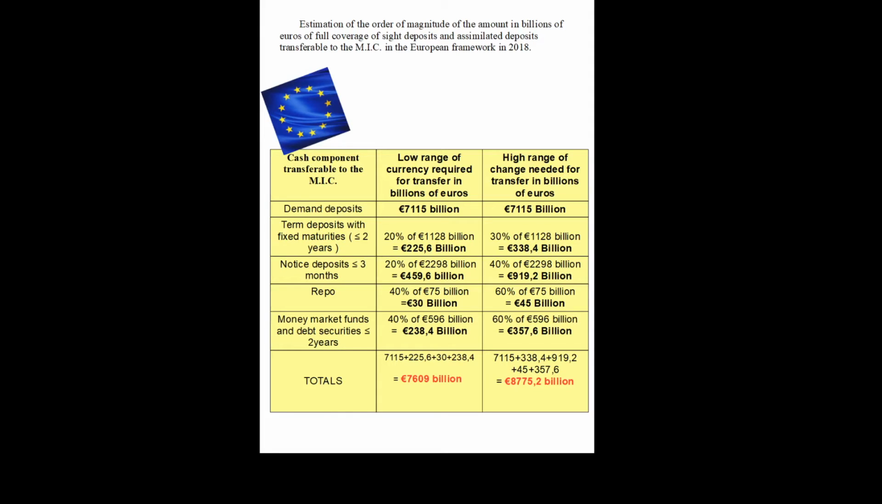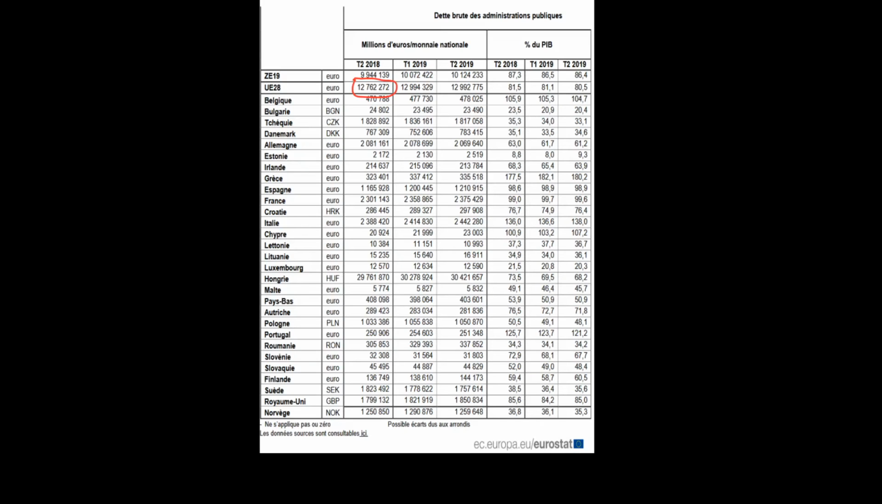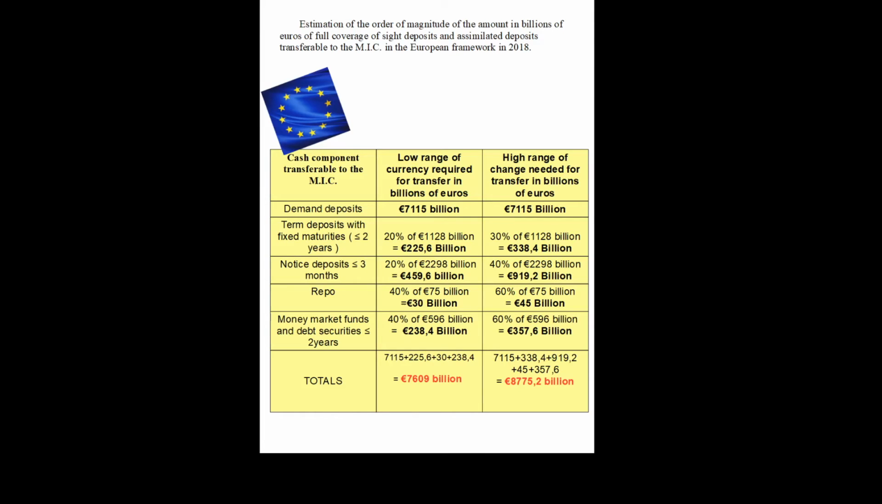€8,775.2 billion. Let us look at the general government gross debt of the 28 members of the European Union in 2018. This gives us €12,772.272 billion of debt. What would be the neutralization of European public debt? For the lower range, more than 59%. 59% neutralization for the low range of European public debt. For the high range, around 69% neutralization of European public debt.